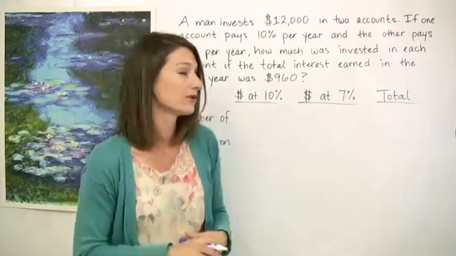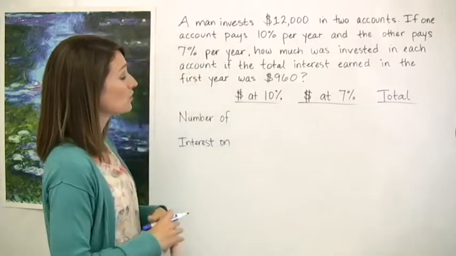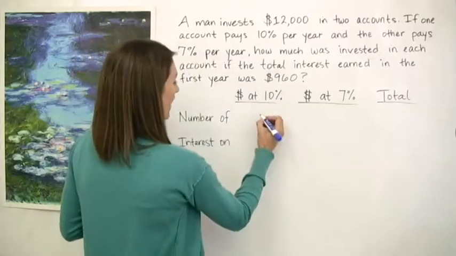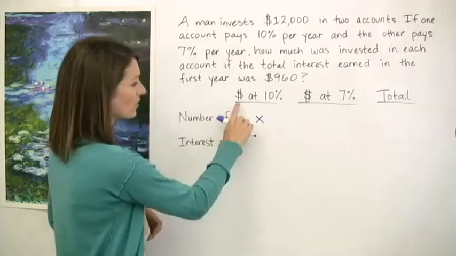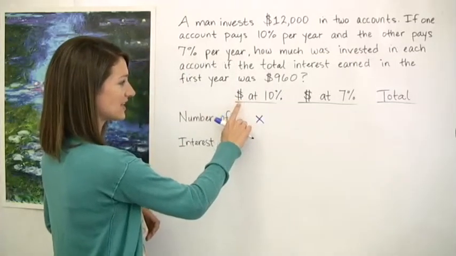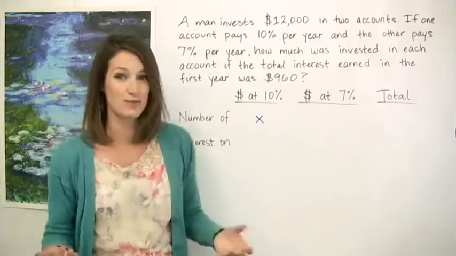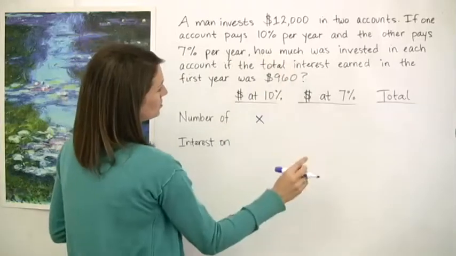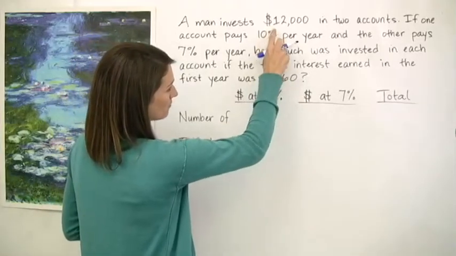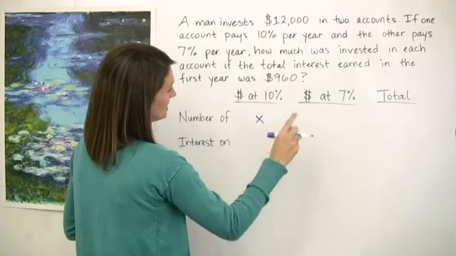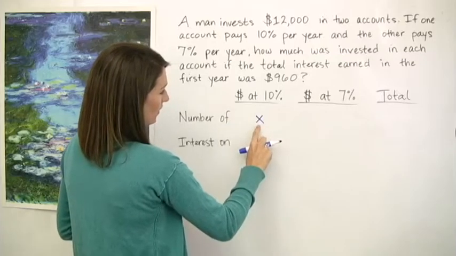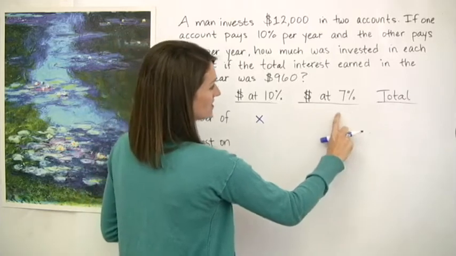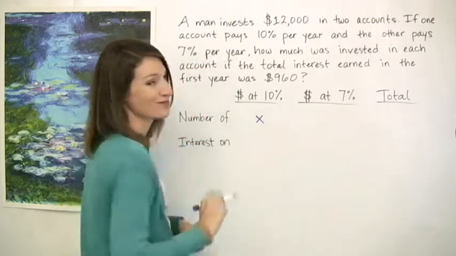That's our unknown. So moving on to step 2 of our blueprint, let's assign a variable. And let's assign our variable x to the number of dollars that are invested into the one account that pays 10% interest per year. So then we can use the information from the problem, the total amount of $12,000 invested, and the variable that we assigned to this first account in order to write an expression for our second account that pays 7%.